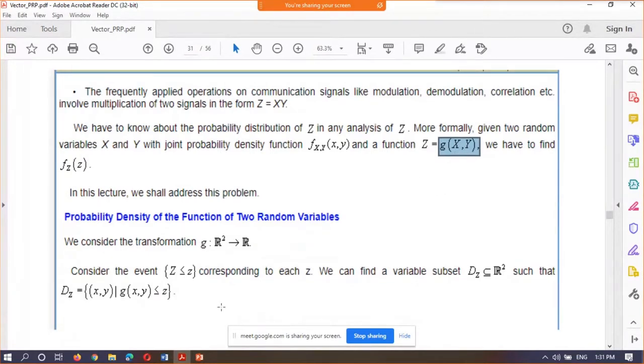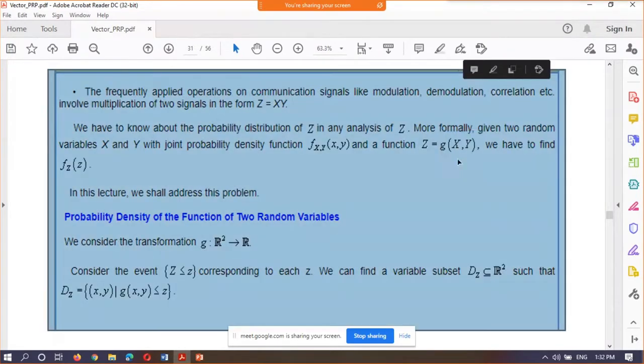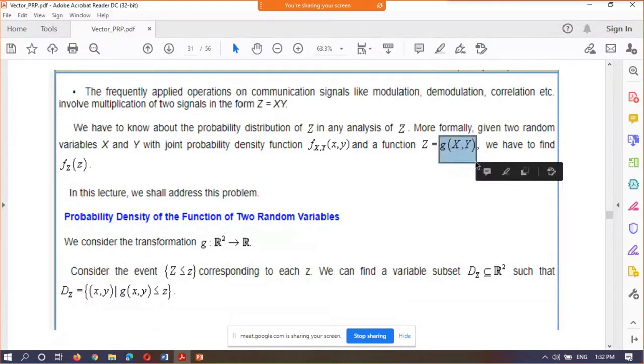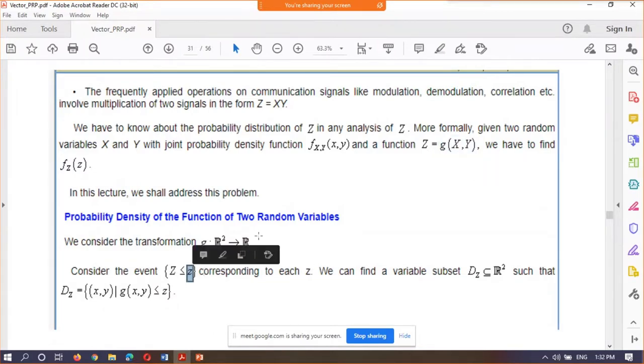So here, small z is the value taken by the new random variable Z, which is a product of two random variables, or a sum of two random variables, or any function of two random variables. Whatever small x and small y are, the values taken by the random variables, we apply g to them. G is the function, and whatever value we get, that is our small z. So Z takes real values in 1D on the basis of these two, X and Y.